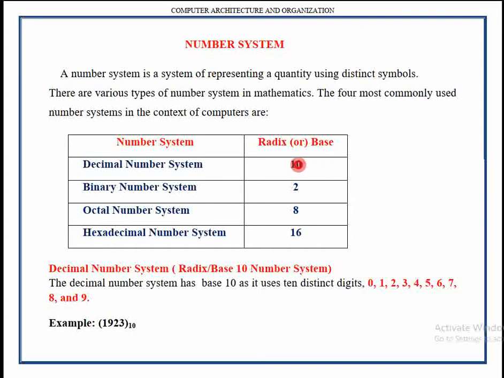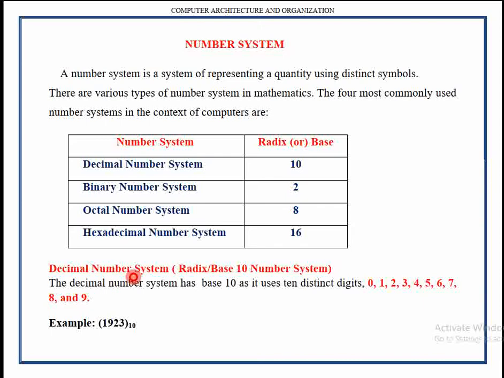Its corresponding radix or base values are given here. For decimal number system, base value is 10. For binary number system, base value is 2. For octal number system, base value is 8. For hexadecimal number system, base value is 16. Let's discuss about these number systems one by one with an example.